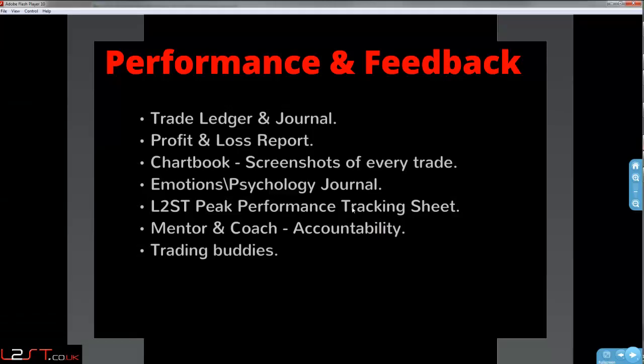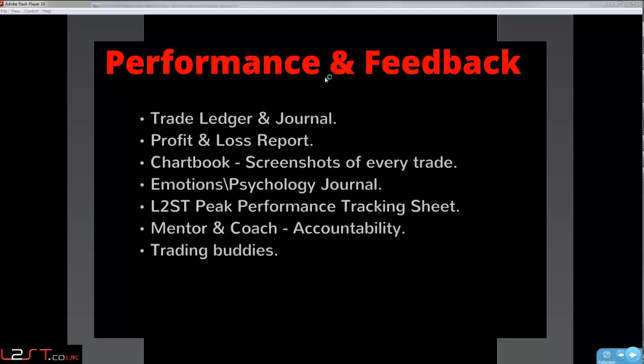Okay, chart book, screenshots of every trade. I do this all the time, and I have done for many years, since I started trading, actually. So just some basic annotations of your trades. Here was an example.